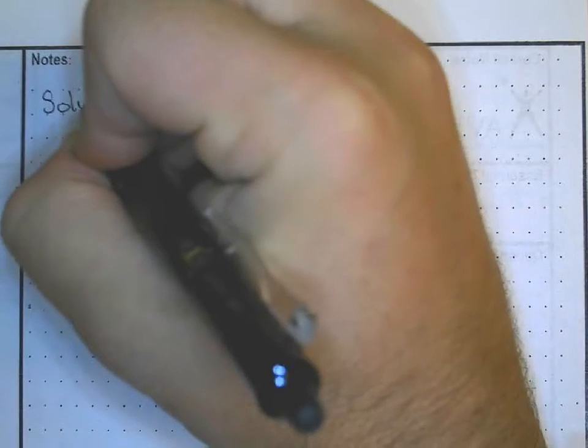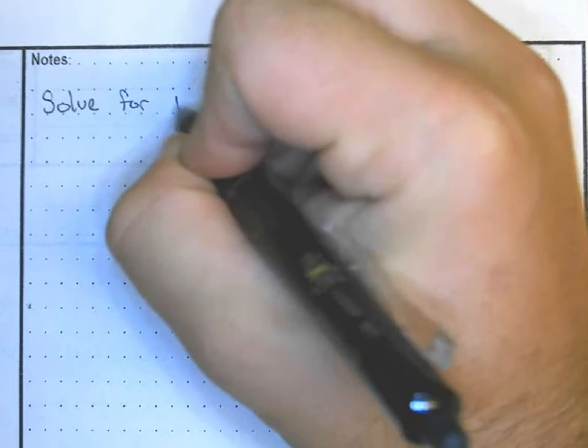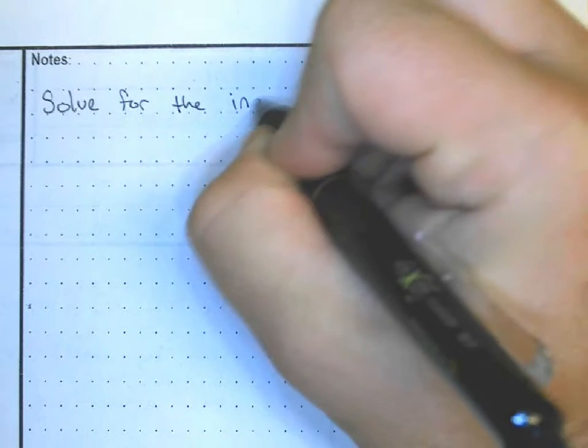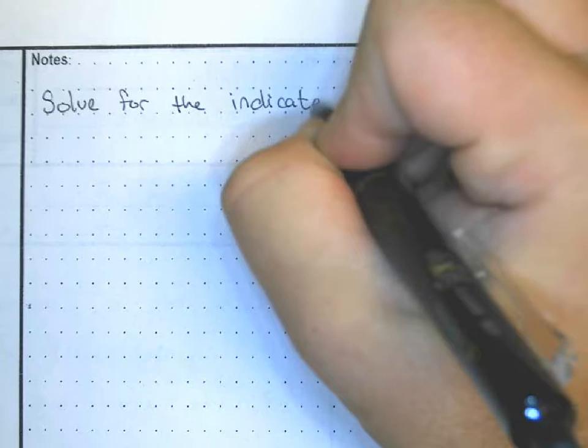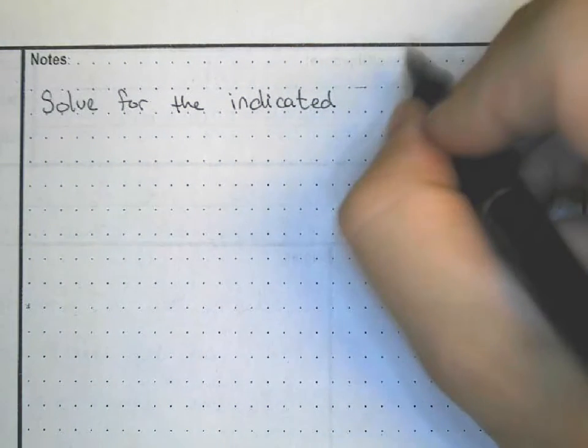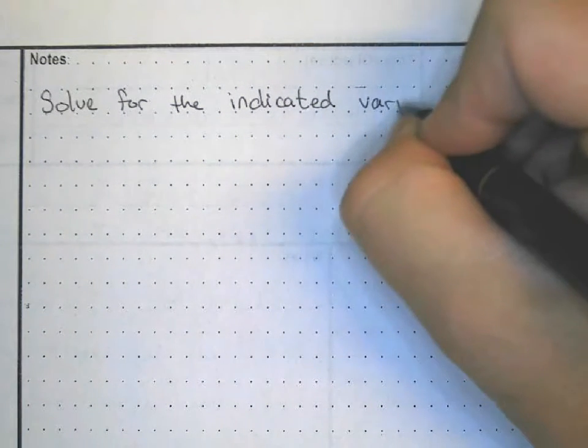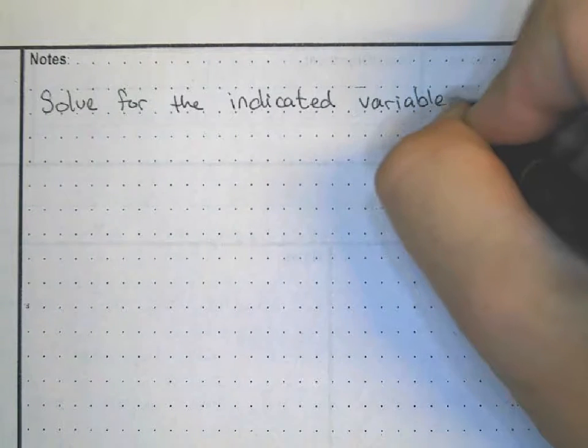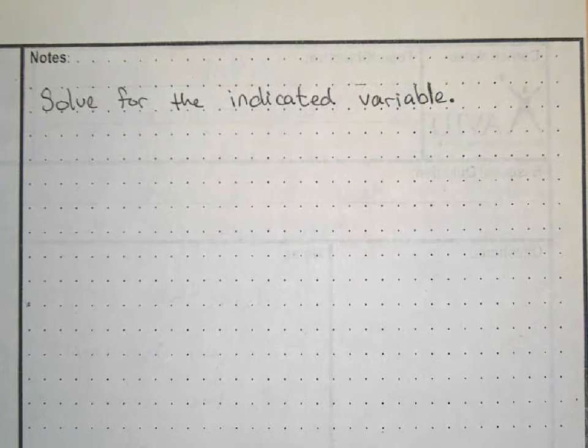So what we might see is some vocabulary that looks like this in our instructions where it says solve for the indicated variable. So all that means is I'm going to see an equation, and then it's going to tell me what variable to solve for.